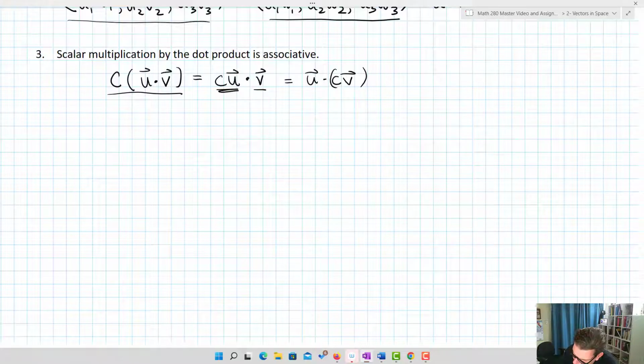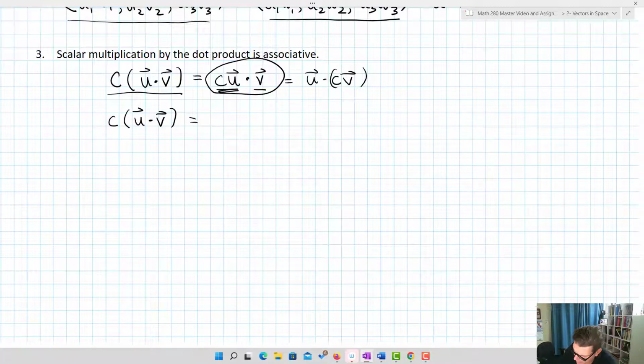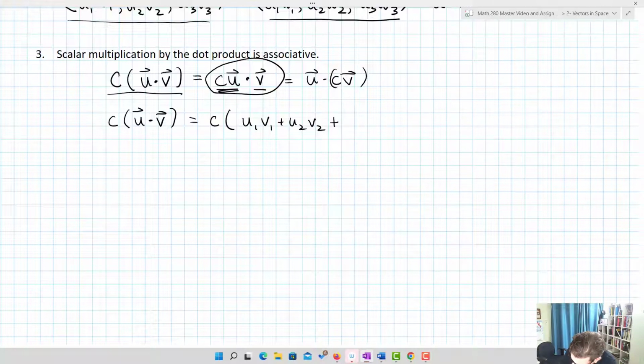So let's do the proof on this. We're going to take c and multiply it times u dot v. I'm only going to do this one here; the second one is exactly the same. So that's going to be c times u1 v1 plus u2 v2 plus u3 v3.